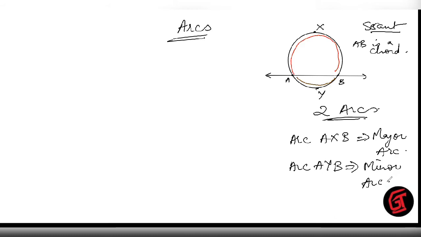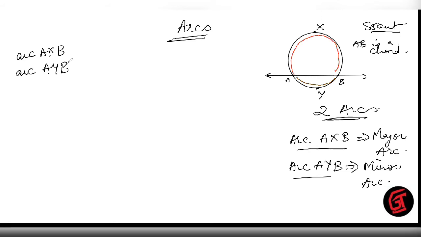So we know the meaning of major arc and minor arc. This is just the way I have taught you, but the actual way we name an arc is by writing it in a bracket or in small alphabets. That is arc AXB and arc AYB. This is about minor arc and major arc.